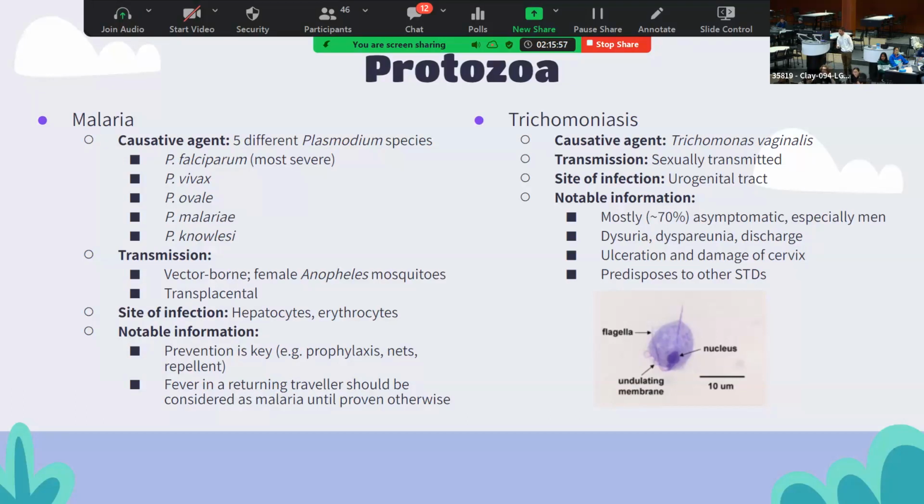Next, Trichomonas vaginalis. That's a sexually transmitted disease. Infects the urogenital tract. And most people are asymptomatic, but it does present more symptomatically in women. Symptoms are dysuria, dyspareunia, discharge. So that's painful peeing, painful intercourse, and discharge. Can also predispose you to other STDs. And that's a little Trichomonas over there.